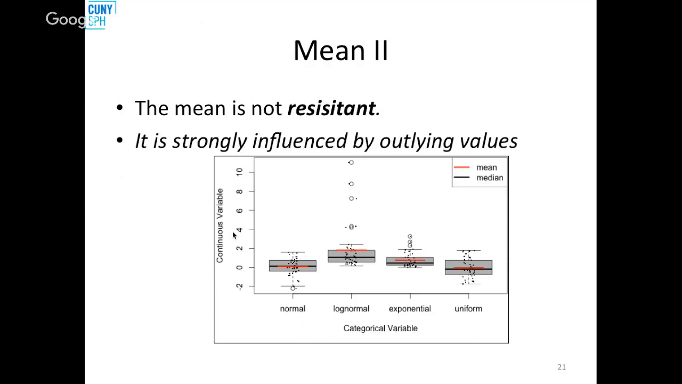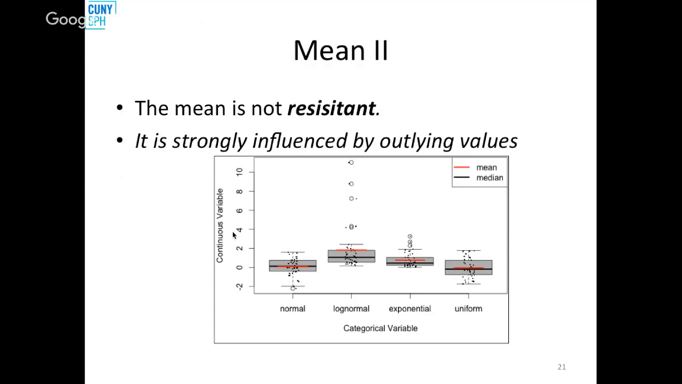One thing you should know about the mean, it's incredibly useful and we use it all the time, but it's not resistant to outliers or to skew. It's strongly influenced by them. So I've drawn here 4 different distributions. On the left, a normal distribution. The second one is a so-called log normal distribution. This is one where if you take the logarithm of it, you get a normal distribution. An exponential distribution. So this is an exponent of a uniform distribution. And then on the right, a uniform distribution between -1 and 1.